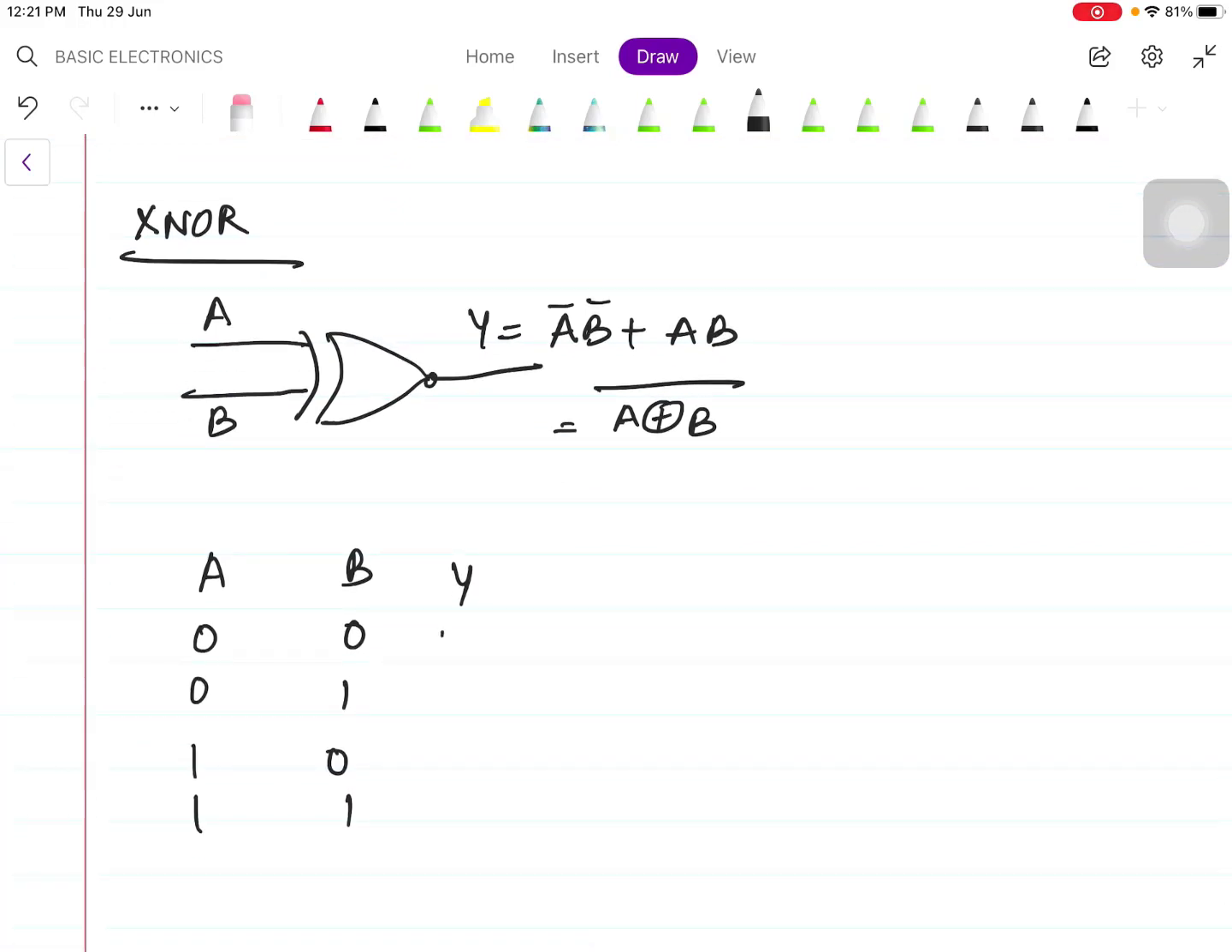Here the shortcut is the opposite. That means if the inputs are same, output is 1. If the inputs are different, output is 0. So this is how the gates work.